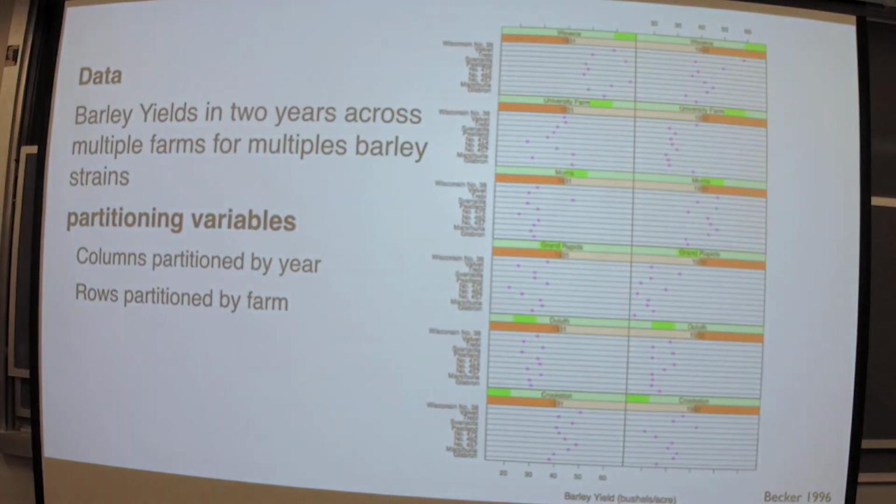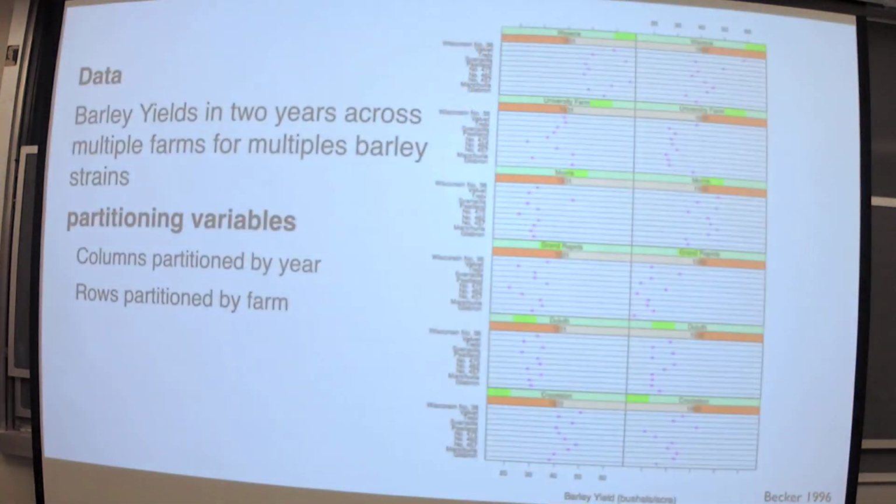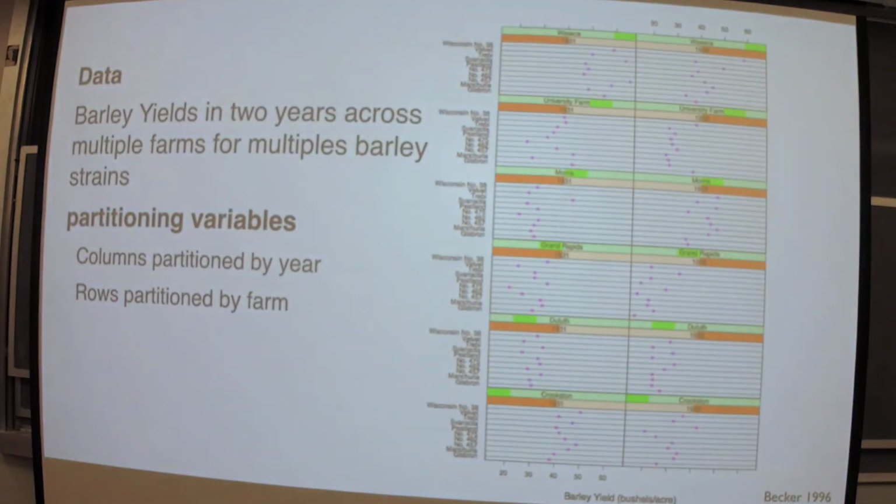And then the individual barley strains are shown as rows, and then you have the numerical values for the yield for each of those barley strains. And so you can now compare between 2 years and between multiple farms at the same time by just moving your eyes around here. What do you think about this visualization?